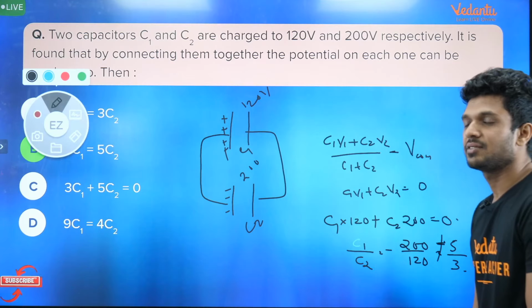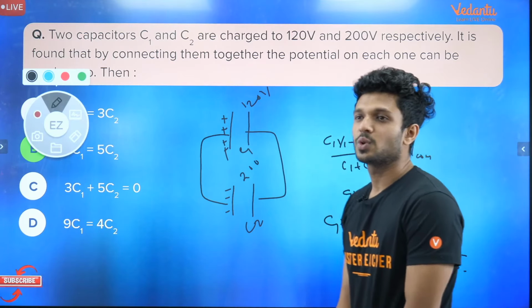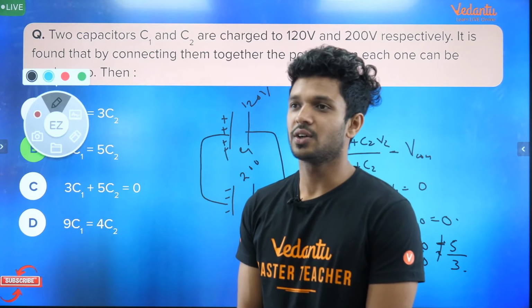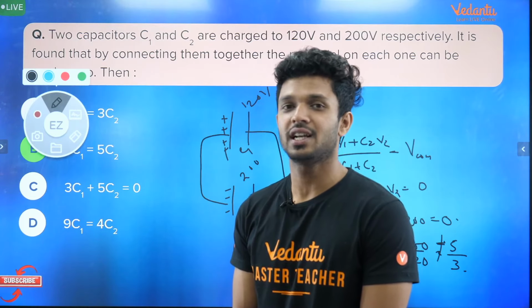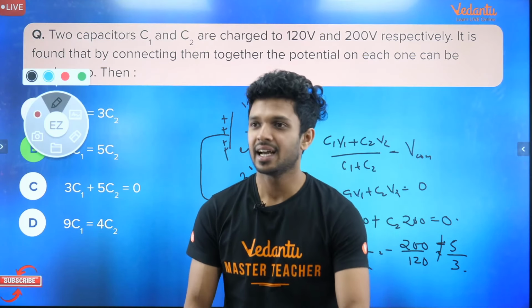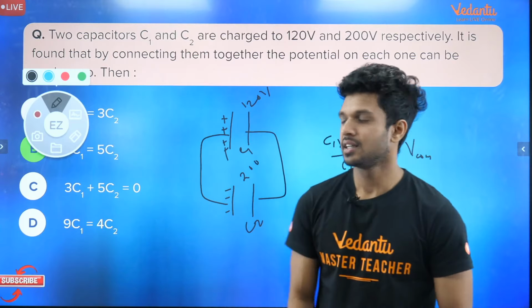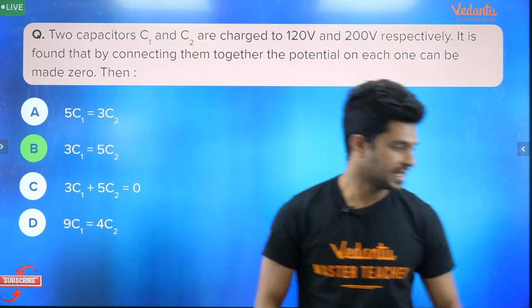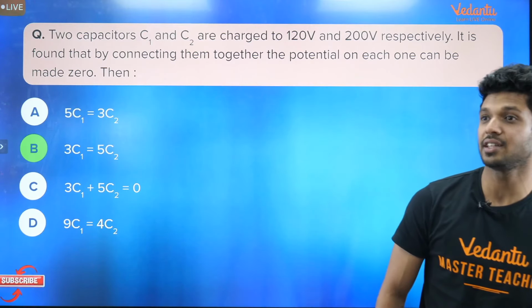So which option can you have? 3C1 is equal to 5C2. Yes or no? Understood or what? All good? Yes, reverse polarity, that's all. All understood, guys? Happy till here? Understood all the theories till here? Yes, then it's great. So we'll have option B.